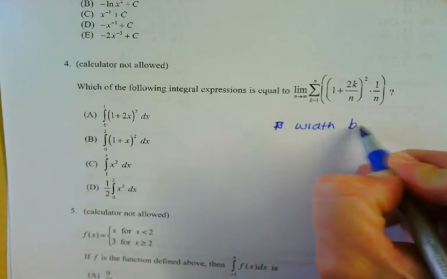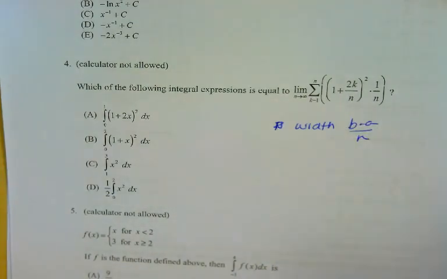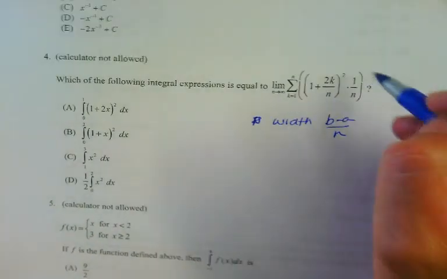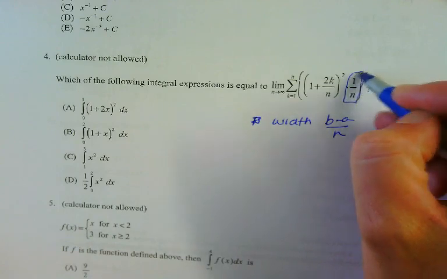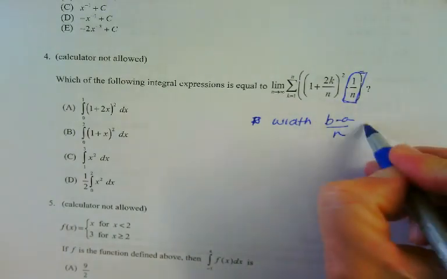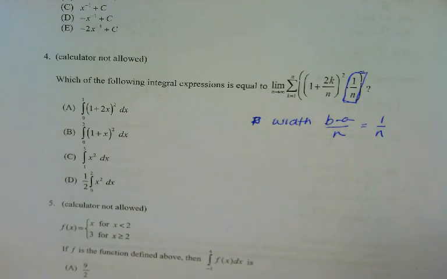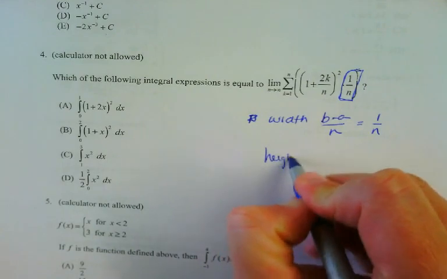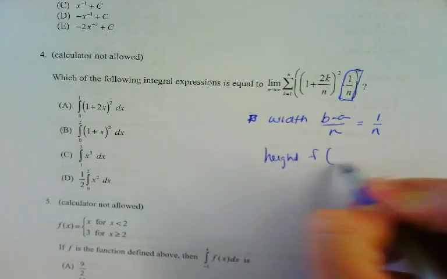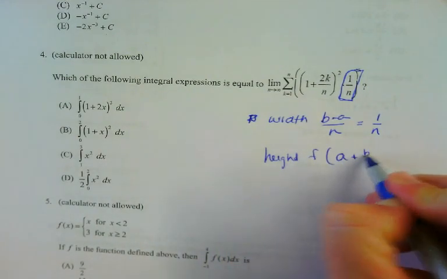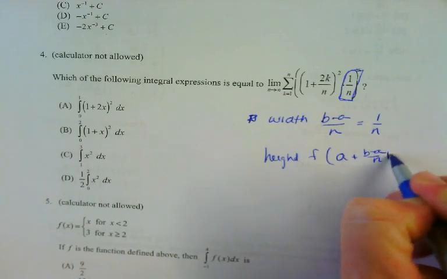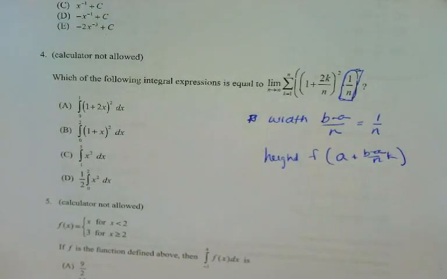So the width is b minus a over n. You definitely need to identify the width. I can see that my width is sitting right here. So I know that b minus a over n is equal to 1 over n. To get the height, it's f of a plus my b minus a over n times k, or i, or some variable. It doesn't matter what the variable is.